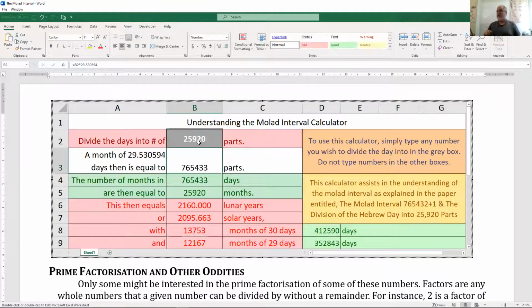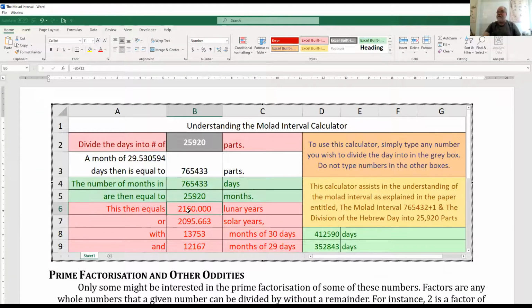They had decided to divide the day into 25,920 parts, as we noticed. But really what they had done is look at a period of 25,920 months. And from that, they based this cycle on a calculation that in that many months, it would take 765,433 days. That meant that if they divided the day into the same number that they had of months, they could express the length of the month as 765,433 parts.